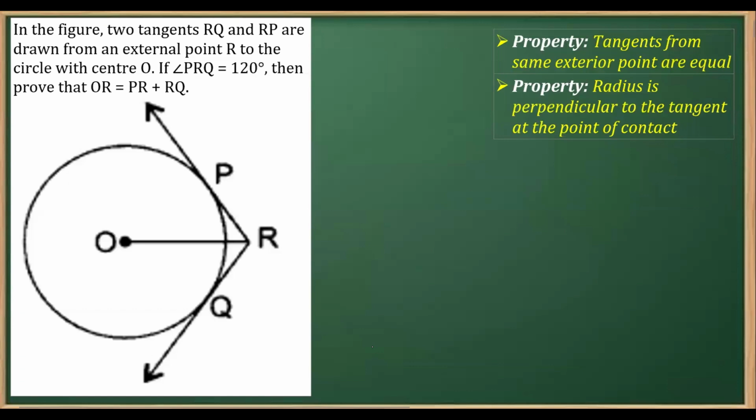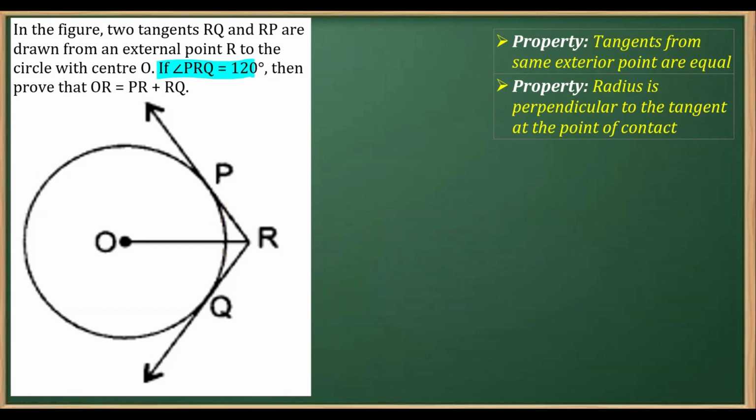In the next question, we are given a figure. Well, this should not be a 1 or 2 marker. Should be tested in a minimum 3 marks question. Two tangents RQ and RP are drawn from an exterior or say external point R to the circle with center O. So we can see in the figure we are given RP and RQ are two tangents drawn from the same exterior point, right? And this angle PRQ is given as 120 degrees.